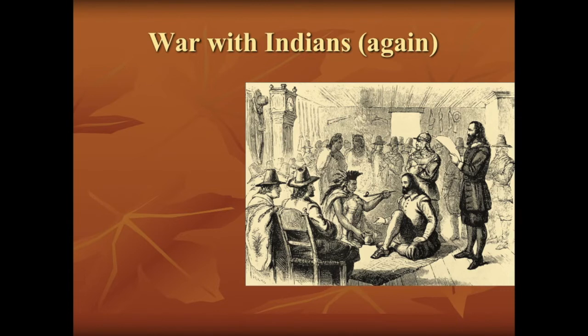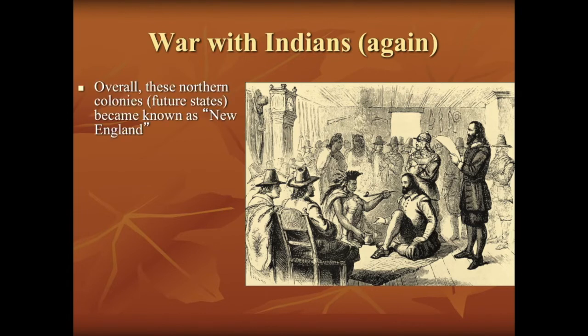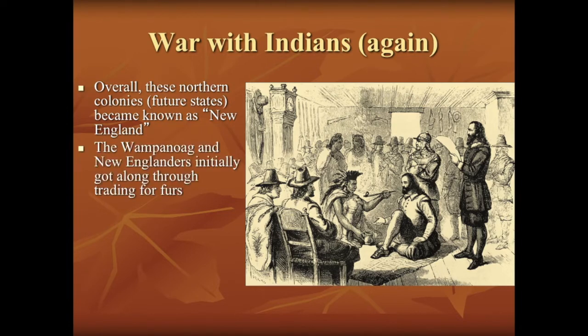Notice that the caption here, as you flip onto the back side of the notes, says war with the Indians or Native Americans again. So history is going to repeat itself. The colonies that I've finished discussing, the ones shown in the map on the front side of these notes, are going to be known eventually as New England. So you have a New Spain, you have a New France, now you have a New England, even though the Chesapeake colonies, for whatever reason, weren't considered to be part of New England. Initially, the Native Americans, the Wampanoag, and the New Englanders are going to get along just fine because they're going to trade. If you look at the image on the right, you can see that they are gathered together peacefully, probably engineering some sort of trading deal. So again, initially they're going to get along.